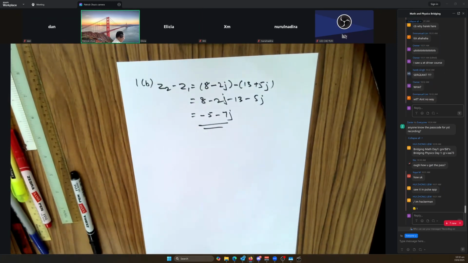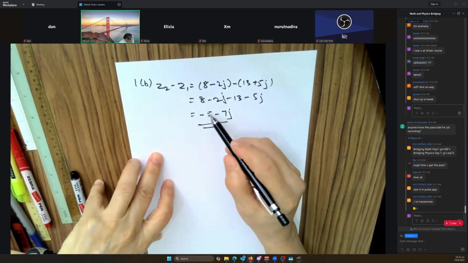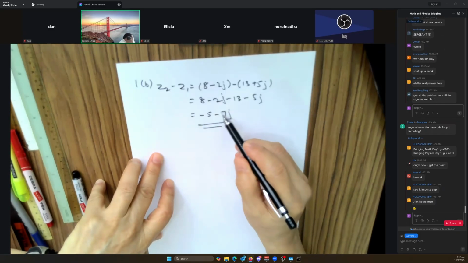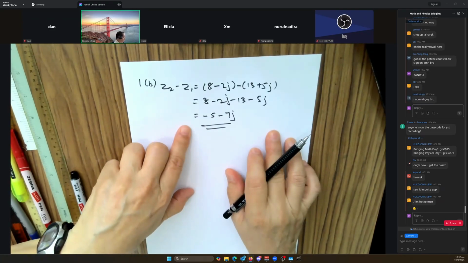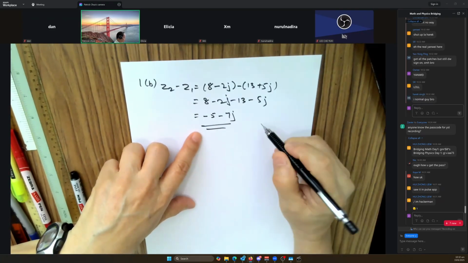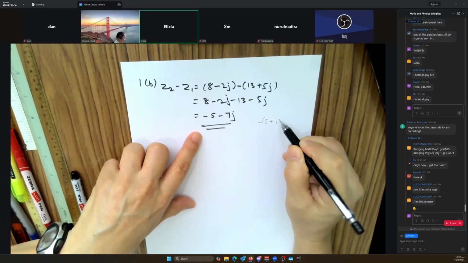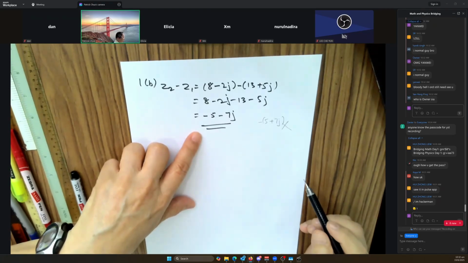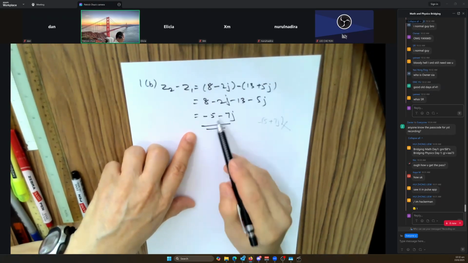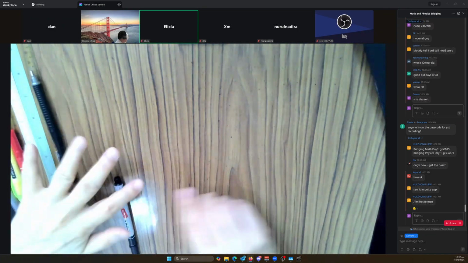No. Because for a complex number, you must have a real part and an imaginary part. Separate them. You don't put a bracket. Don't put minus 5 plus 7j like that. Have a real part and an imaginary part. Okay, thank you. Right, good.